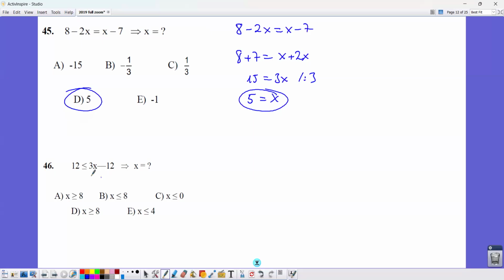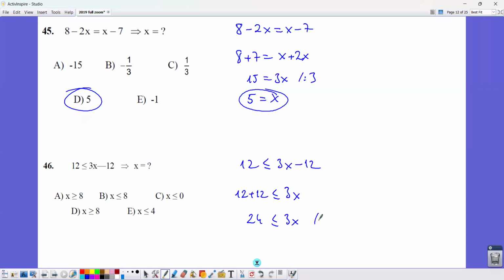46th one, it's an inequality. And here we have 12 less than or equal to 3x minus 12. So again, unknowns in one side, knowns in the other side. I will take this minus 12 to the other side. So 12 plus 12 less than or equal to 3x. So this is 24 less than or equal to 3x.